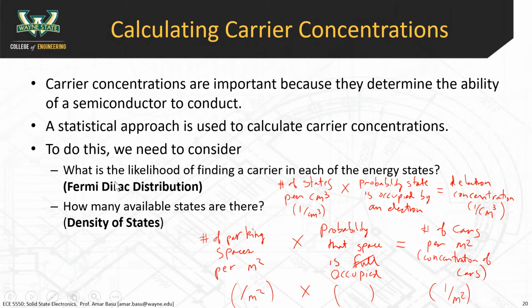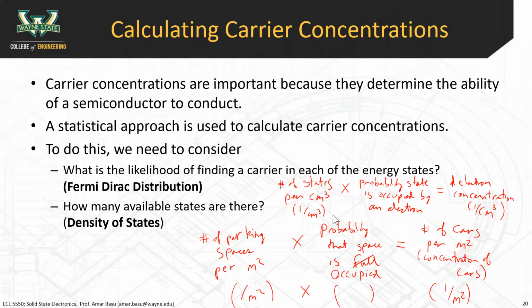So now that we talked about the Fermi-Dirac distribution, now we can talk about the number of available states, the density of states. Just like finding the concentration of parking spaces per meter squared, it's similarly, there are parking spaces for electrons. Those parking spaces are the quantum states that we solved in the Schrödinger equation.